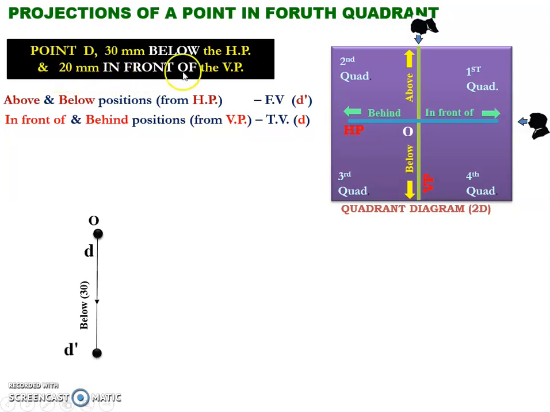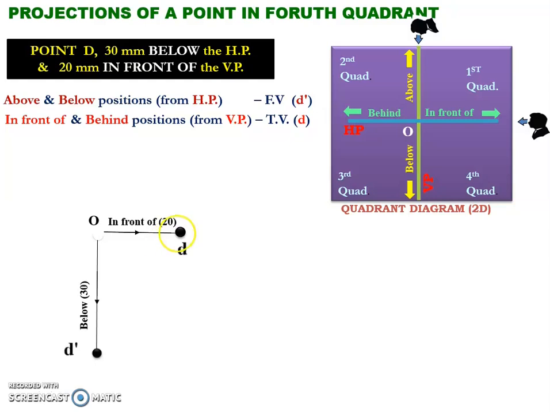Now let us consider the second half of the problem. It is given that the point D is 20 mm in front of the vertical plane. So the top view point needs to be moved in the in front of direction for a distance of 20 mm. In the general method, after projecting the top view on the horizontal plane, we need to rotate the horizontal plane by 90° clockwise.